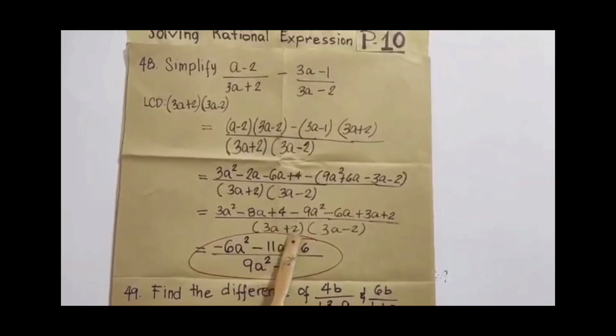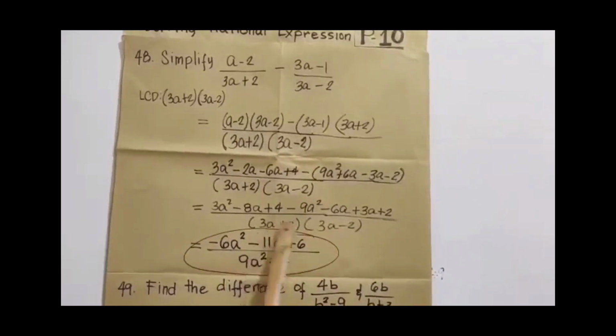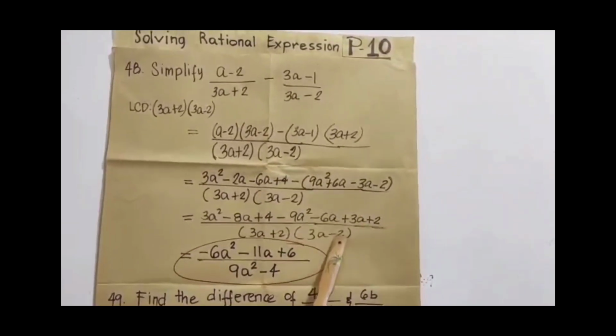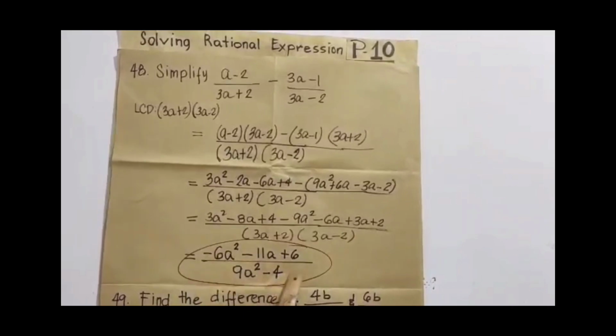And for the 3a plus 2 and 3a negative 2, we can multiply this. 3a times 3a equals 9a squared, and positive 2 times negative 2, we have negative 4. So this will be our final answer.